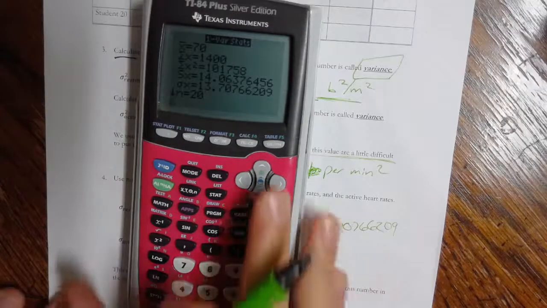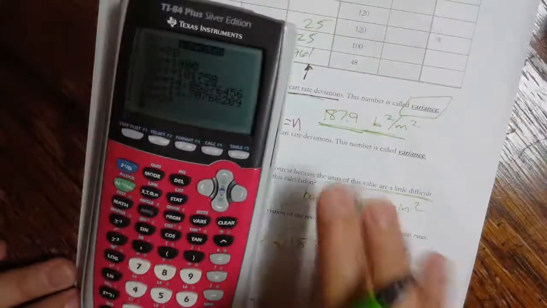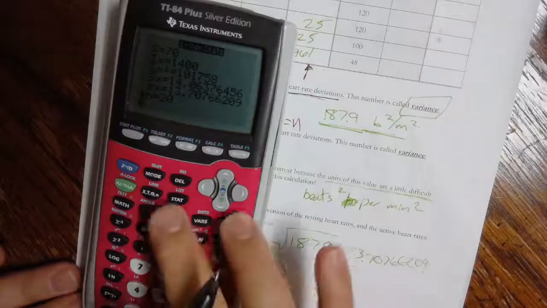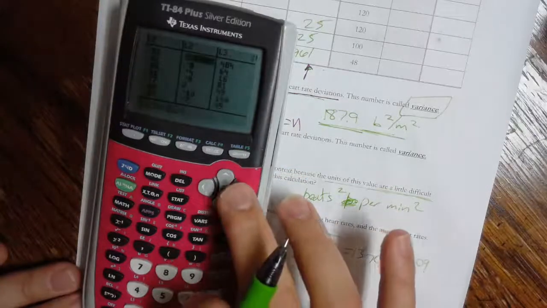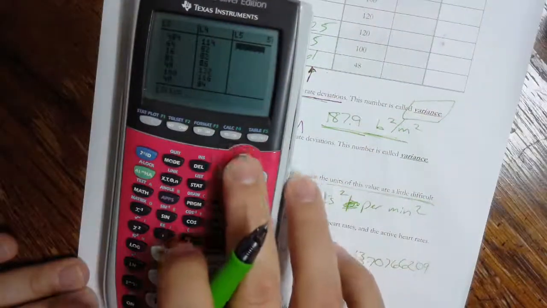And then in the other data set, it's the same thing. I'm going to get the numbers here so you can have the values, but the explanation is identical. So over here in L4 is my data set. In L5, I'm going to put the deviations.